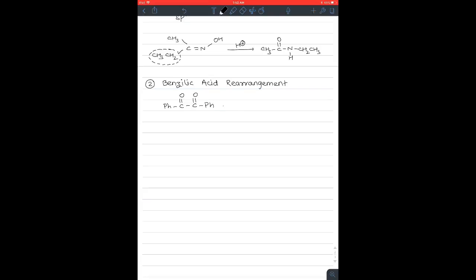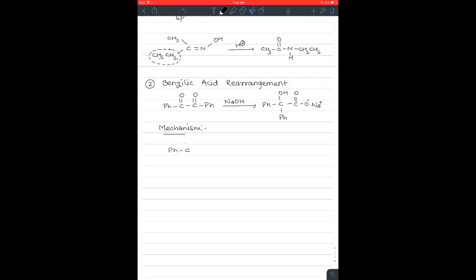And this compound in presence of NaOH is converted to PhCOH, C double bond O, O minus, and Na plus. This rearrangement of this compound is known as benzilic acid rearrangement. Now let's try to understand the mechanism of this reaction, the mechanism of benzilic acid rearrangement.